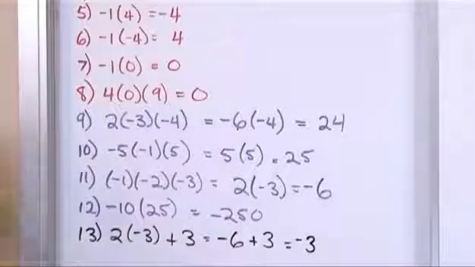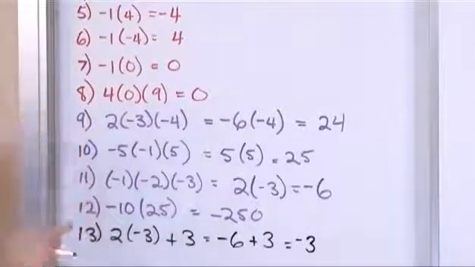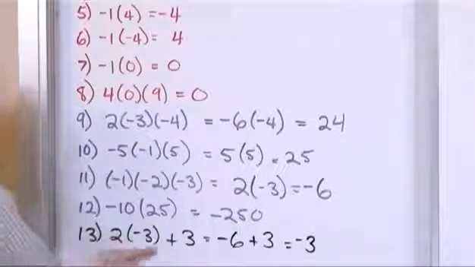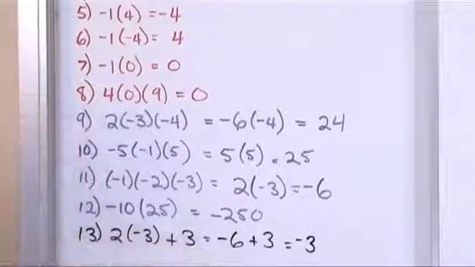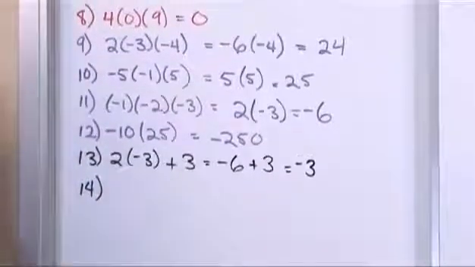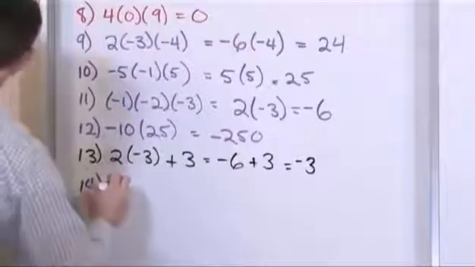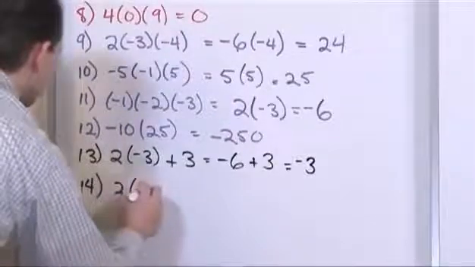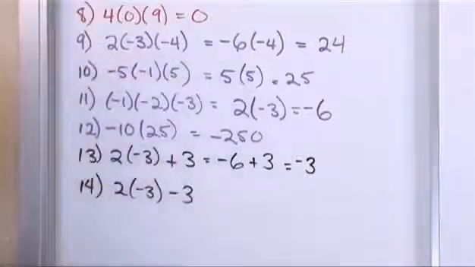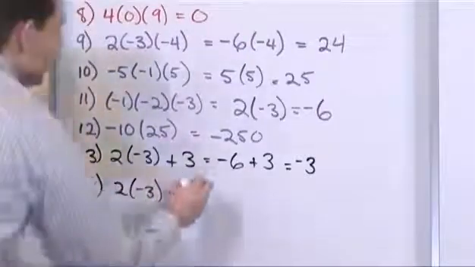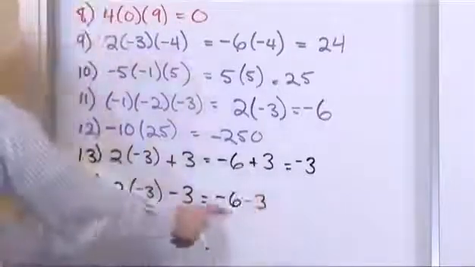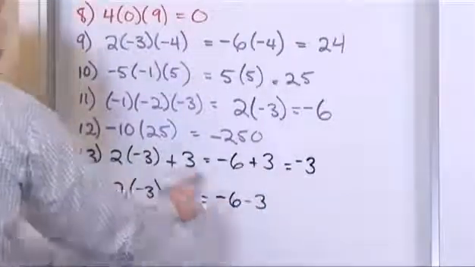We covered a lot of problems teaching this. But the main thing in this problem is to learn that multiplication always comes before addition or subtraction. That's something that you're going to learn a lot in this class. So number 14, let's say 2 times negative 3 minus 3. Same exact problem, but you have a minus 3. So we'll have exactly the same thing over here, negative 6, but we'll have a minus 3.